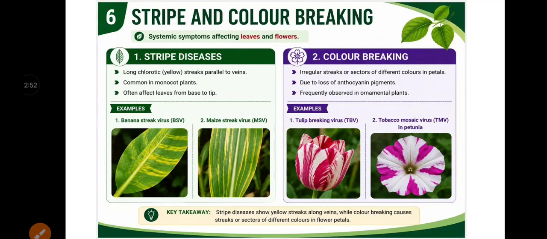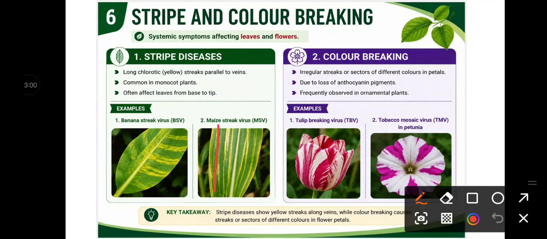So strips means the long chlorotic parallel lines will appear on the leaves. Here you can clearly see the parallel lines. These are called strips, long lines. Examples are banana streak virus and maize streak virus. These produce the strips symptoms.